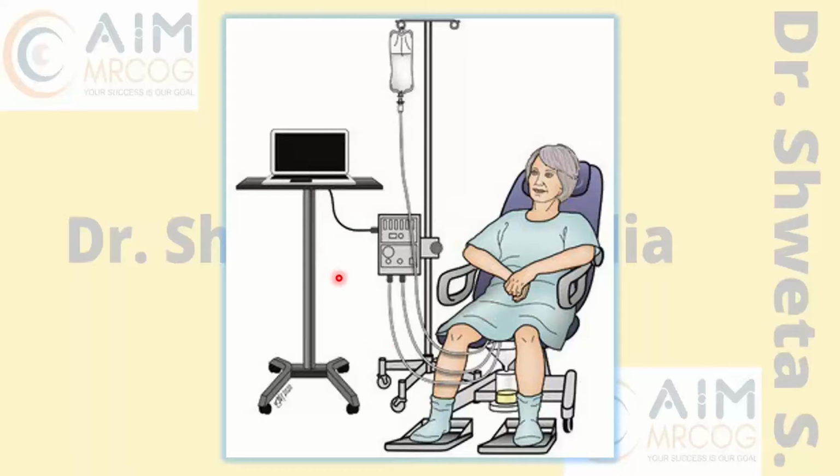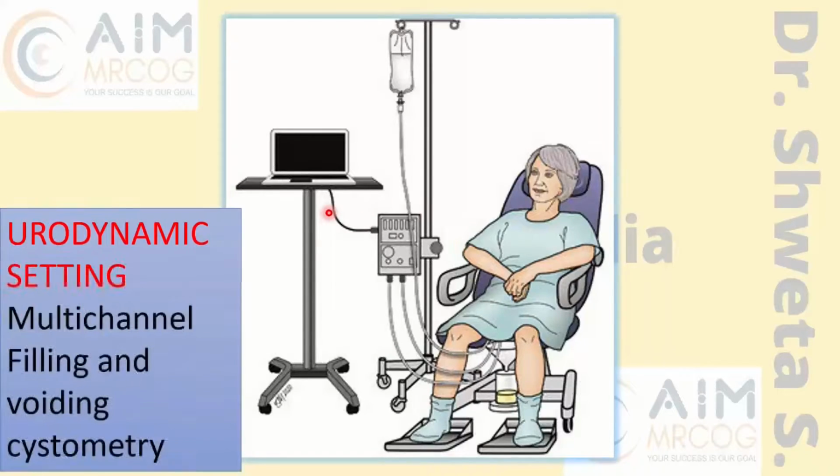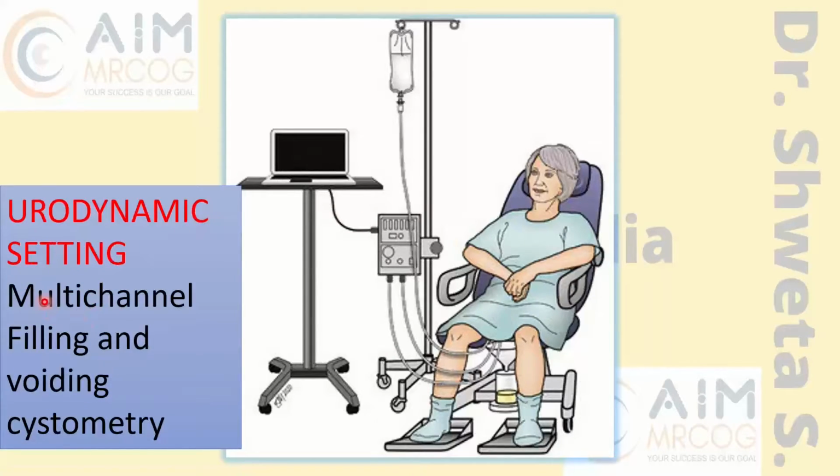Now, this is the urodynamic setting. Urodynamics is also known as multi-channel filling and voiding cystometry. Multi-channel because there are 3 channels. Filling and voiding because we are checking both things. Cystometry, because we are checking the bladder. Here this is for filling. There will be 2 catheters in the bladder: this is the filling tubing, and this is the catheter for pressure measurement.